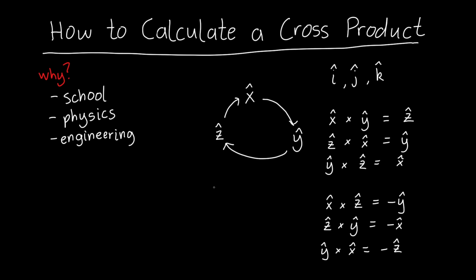And lastly, any unit vector crossed with itself is just 0. So x hat cross x hat, y hat cross y hat, and z hat cross z hat, they're all equal to 0. So let's do some examples to see how this works in practice. Let's say that we have one vector, which is 5 times x hat, and we want to cross it with another vector, let's say 2z hat. How would we do this?